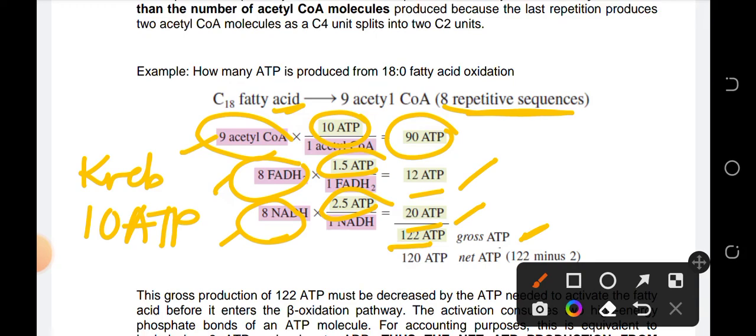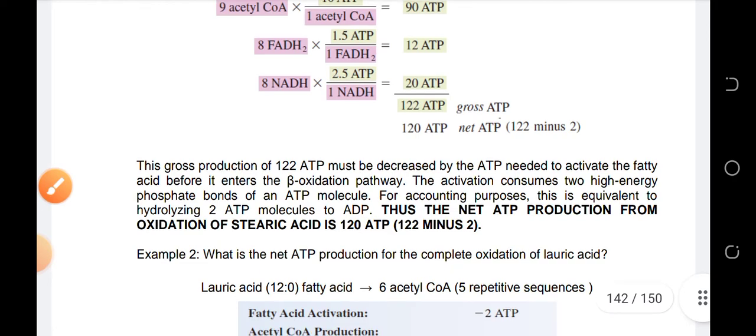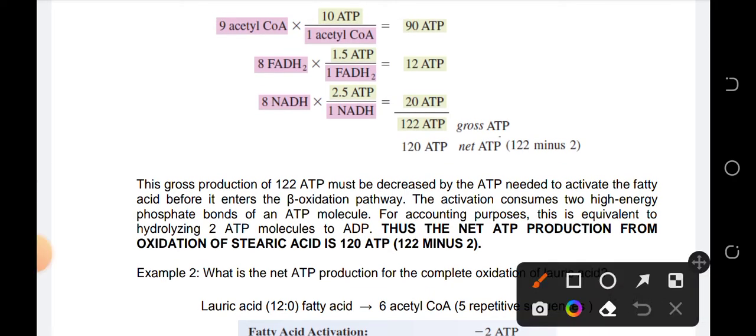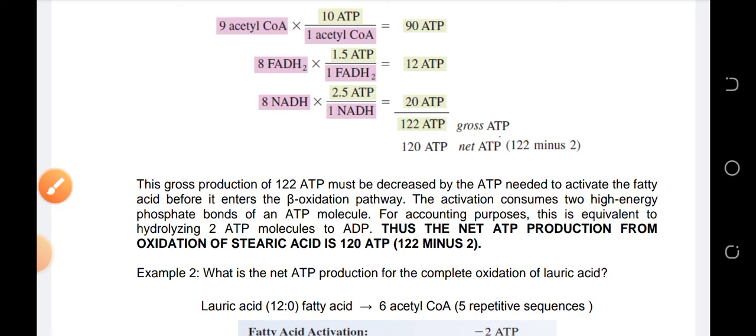Okay, pero from that gross ATP, kailangan daw nating mag-minus ng 2. Minus 2 ATP. So palagi yun, ang dahilan is because of the activation consumes. The activation during step 1 consumes 2 high energy phosphate bonds of ATP. Kaya magma-minus 2 daw tayo. Okay? So, palagi yun, -2 from that gross.